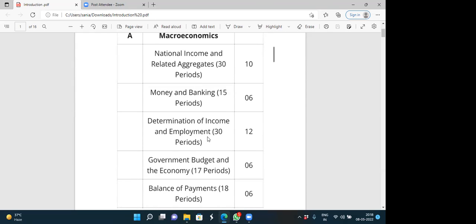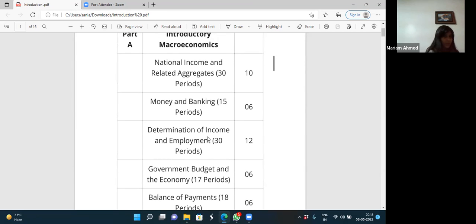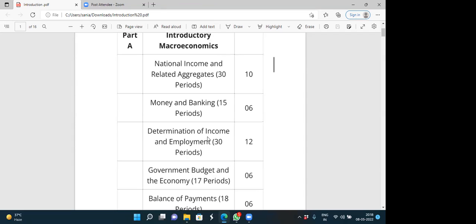I'll give you 2 minutes for this. You can mention book 1, introductory macroeconomics, and then write unit 1, unit 2, unit 3, unit 4, and unit 5.